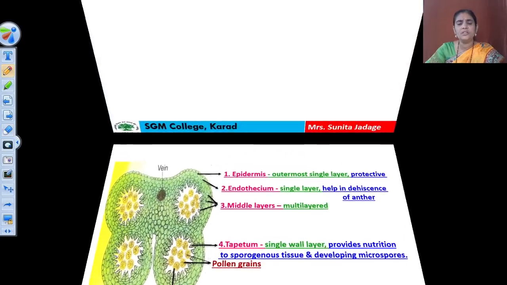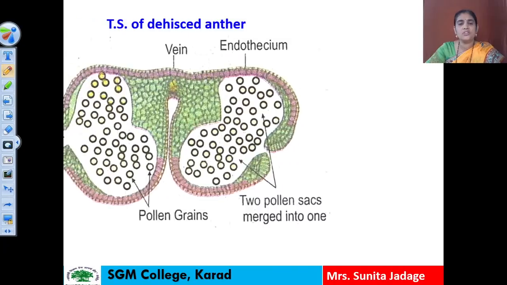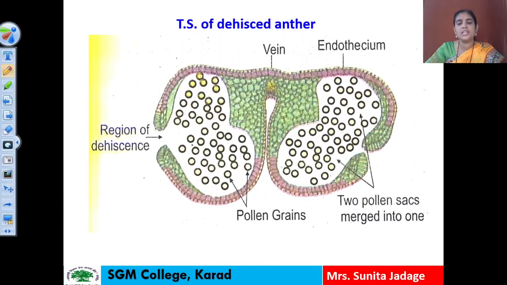Okay. Now let us see the structure of the dehisced anther. When the pollen grains are matured, at that time the anther wall is broken down. You can see here, this is the region of dehiscence through which the pollen grains are liberated out of the anther, and here also this is the region of dehiscence from this side, and with this dehiscence the pollen grains are liberated out in the environment for pollination. So in this dehiscence process, the second wall layer of the anther, the endothecium, plays an important role.